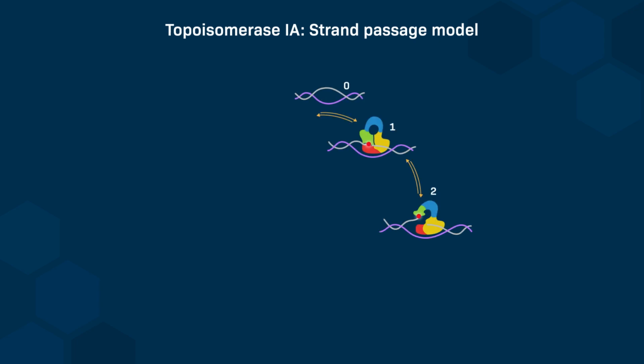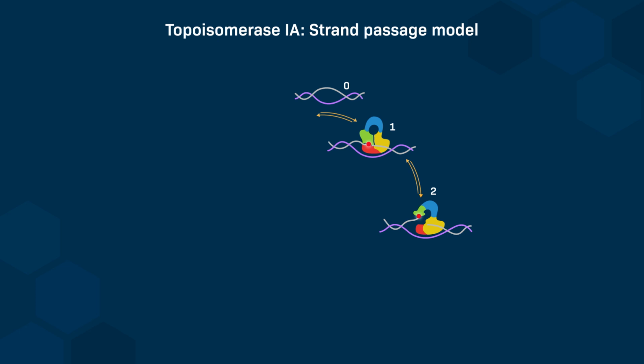Now let's focus on the strand passage model. In the initial step, topoisomerase 1A binds to one strand of DNA in an underwound region of the double helix where the two strands are separated. A conformational change from an open to a closed structure drives this process. As this region closes, bringing domain 3 and domain 1 closer to each other, the enzyme pinches one of the DNA strands, which positions a catalytic tyrosine from domain 3 near the DNA strand.